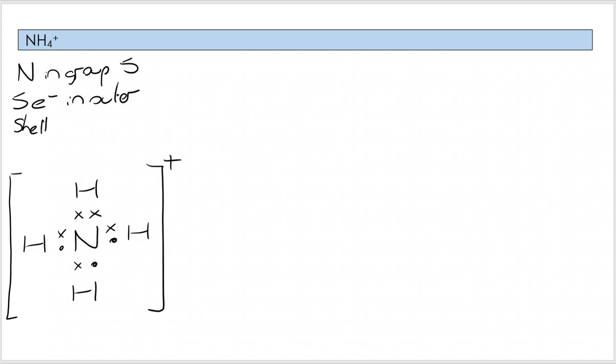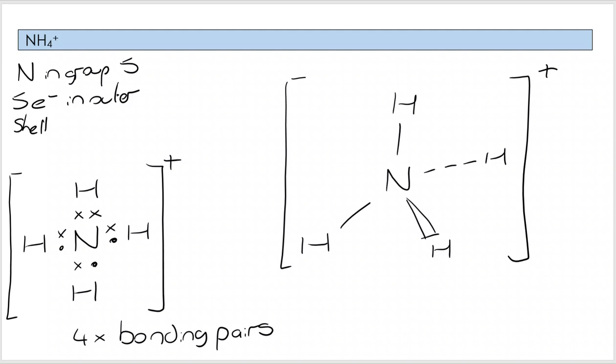But in terms of shapes of molecules, we know that there are 4 bonding pairs. And if there are 4 bonding pairs, we can draw the shape we're already familiar with. 4 pairs is tetrahedral. The bond angle, just like methane, is 109.5 degrees. Let's move on and do PCl5.